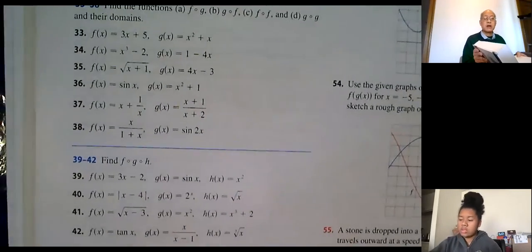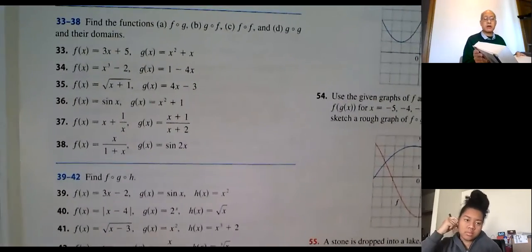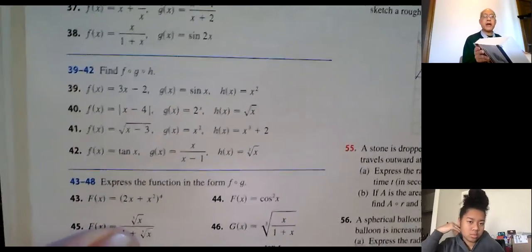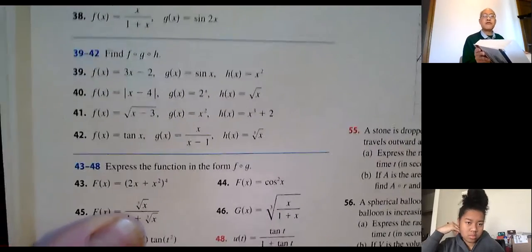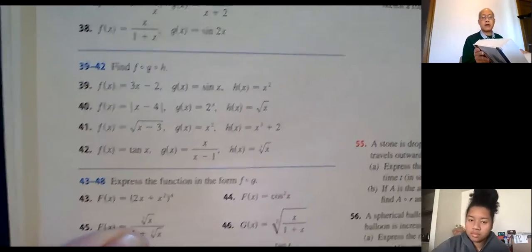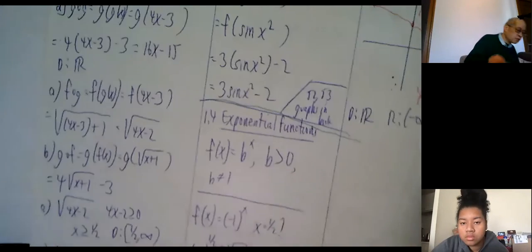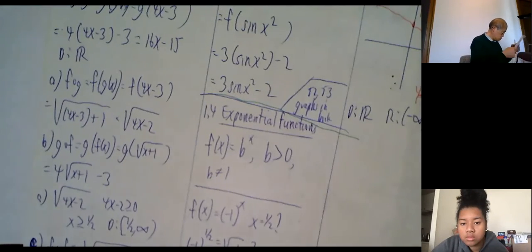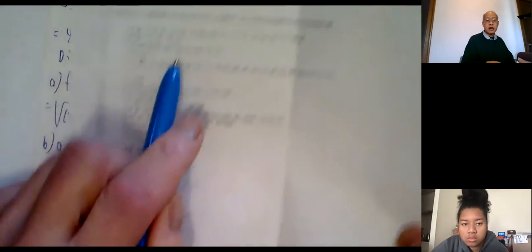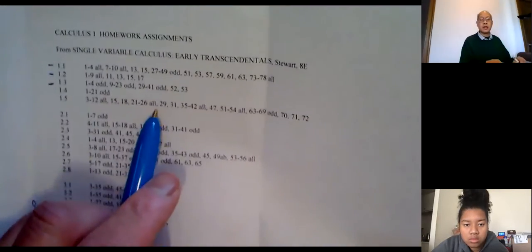Okay, so I just did 35 in its entirety. You do 33 and 37 on your own. Okay, and then let's see, 39 and 41. Find F circle G circle H. So you have a composition of 3 functions. Okay, so I'll show you one of those. So 39 and 41, I'll do one. I'll let you try the other one, I guess. Okay, so it looks like I did 39, F circle G circle H. And then all we have left are 52 and 53. Then I'll be done with the section pretty much.